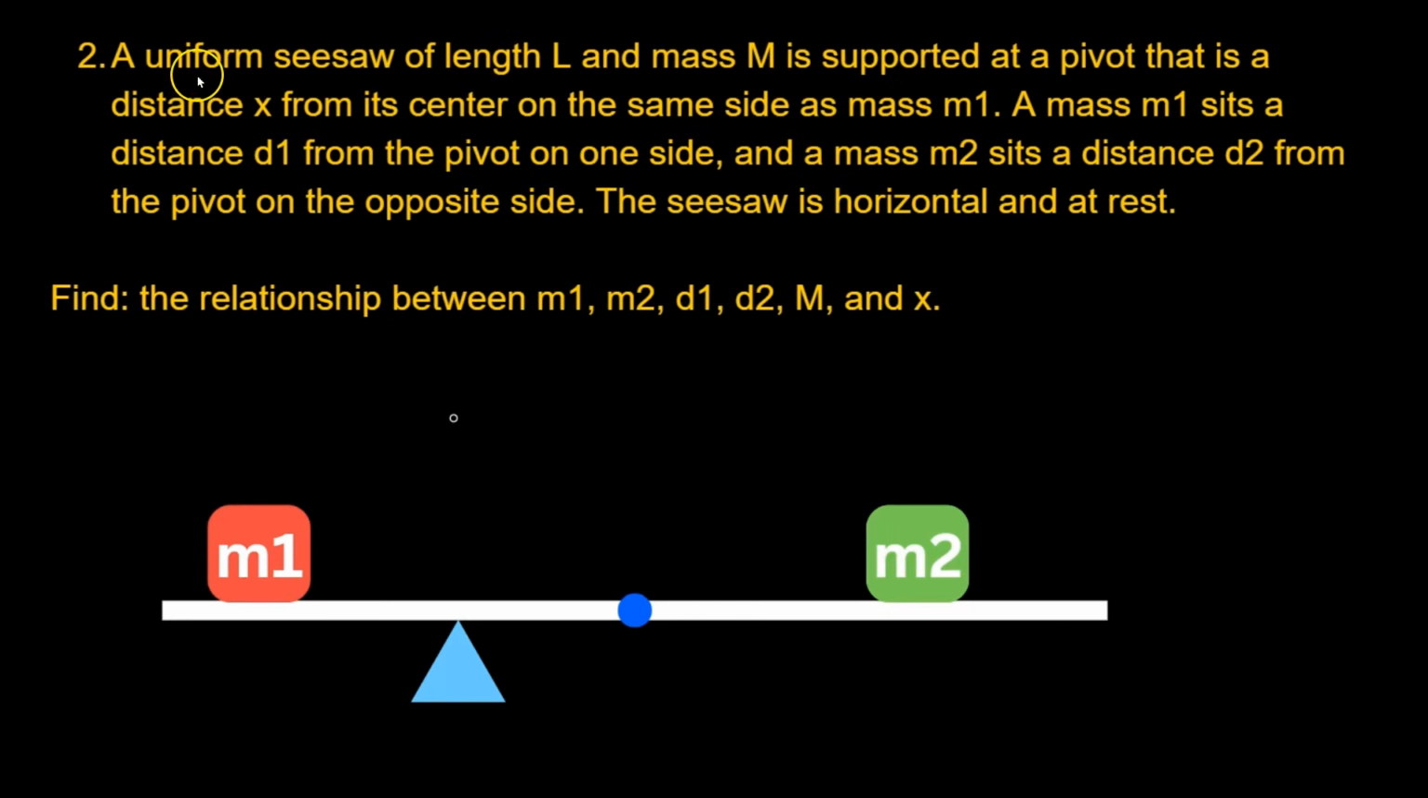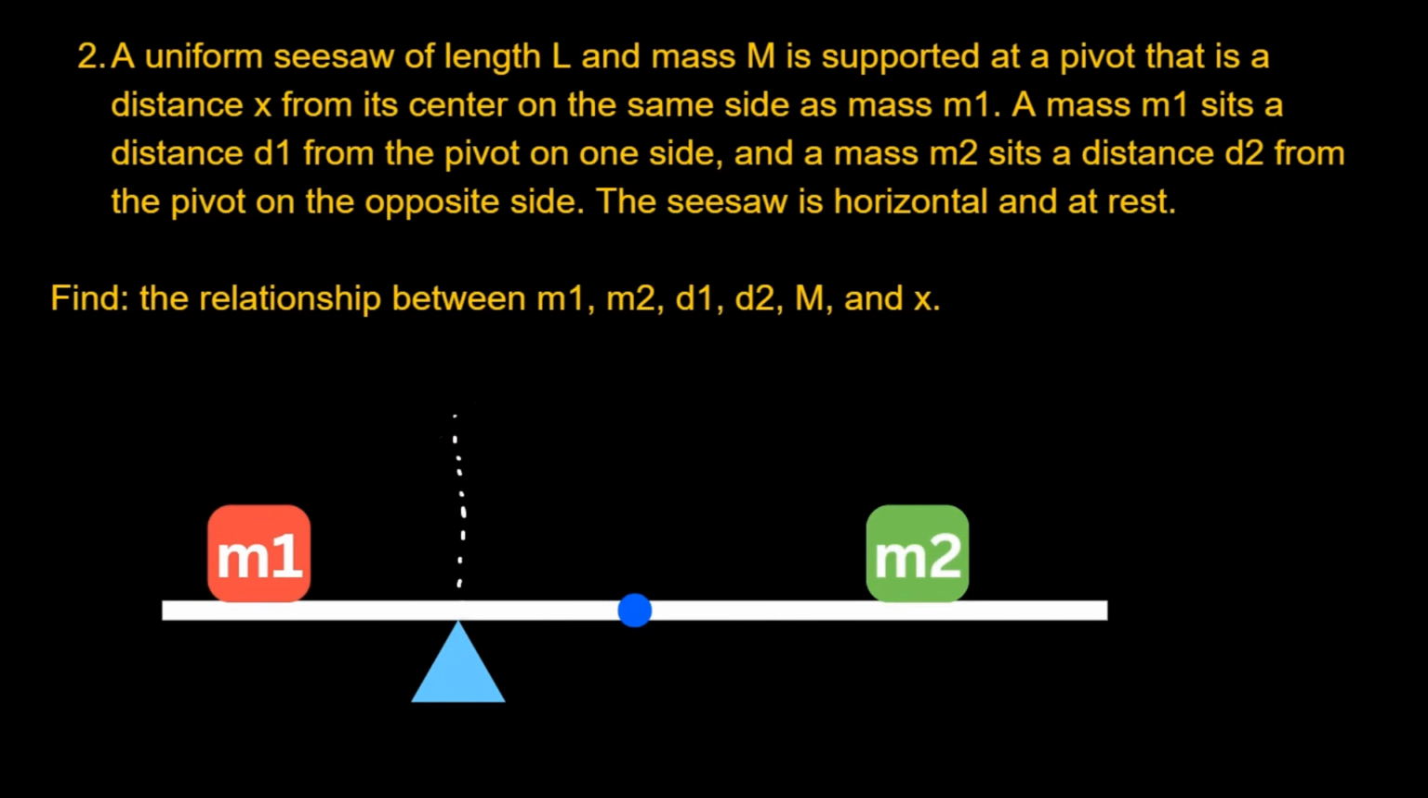Question 2. A uniform seesaw of length L and mass m is supported at a pivot that is a distance x from its center on the same side as mass m1. A mass m1 sits a distance d1 from the pivot on one side, and a mass m2 sits a distance d2 from the pivot on the opposite side. The seesaw is horizontal and at rest. Find the relationship between m1, m2, d1, d2, m, and x.